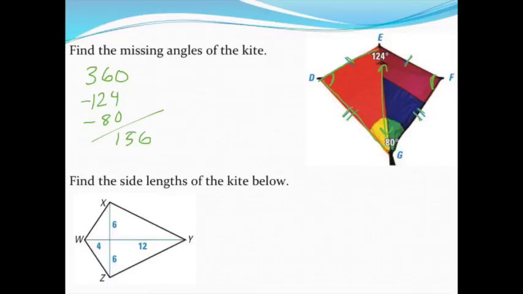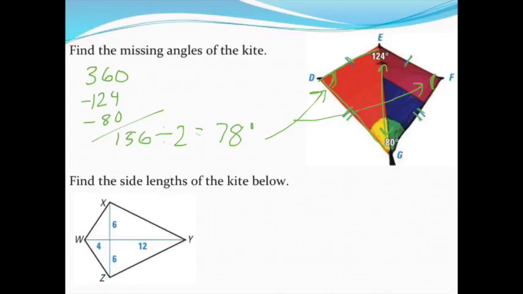Well, that 156 degrees needs to be evenly split between those two angles, because I know that those two are going to be congruent. That's one of our properties of the kite. So let's take that 156 degrees and divide that by 2, and we'll come up with 78. 78 degrees must be the two missing angles, and if I want to check that, add 78 to itself, because we have two of those, and then add 80, add 124, and you should come up with 360.